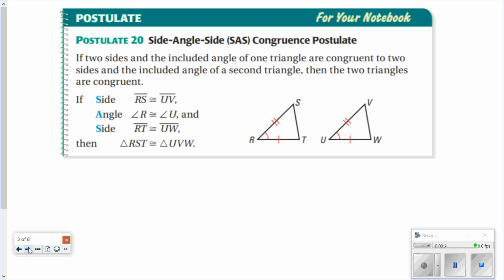Side, angle, side, congruent postulate. If two sides and the included angle of one triangle are congruent to two sides and the included angle of a second triangle, then the two triangles are congruent. So if we look at our diagram here, we notice that this side is congruent to this side because I have two tick marks. This angle is congruent to this angle, and this side is congruent to this side, and I see that because of one tick mark. So this is side, angle, side.